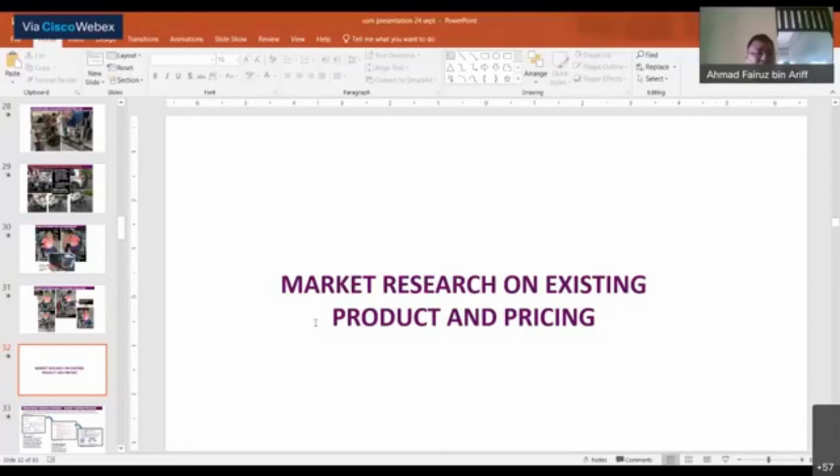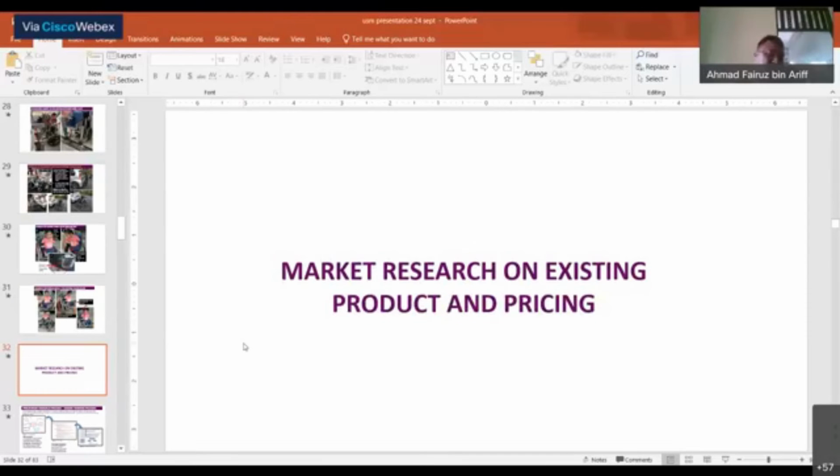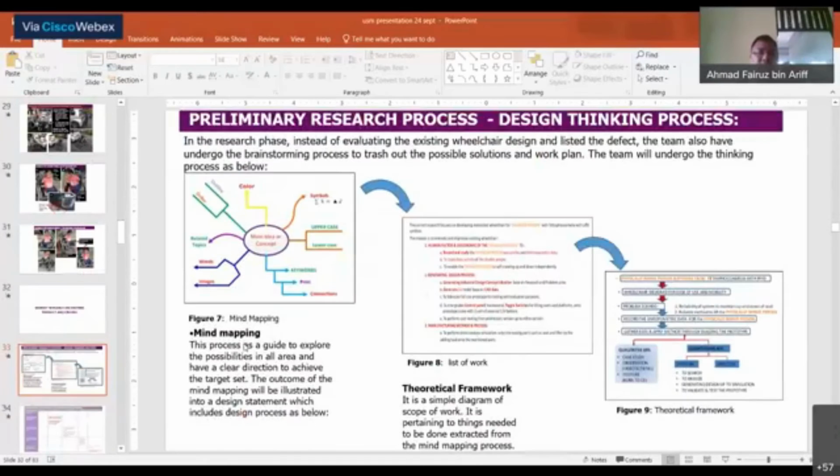So the next, we are done with the investigation of the existing wheelchair. Now we go to market research. For the preliminary research process, we are using the design thinking process. In this research phase, instead of evaluating the existing wheelchair design and listing the defects, the team also undertook a brainstorming process to thrash out possible solutions. The team will undergo thinking processes like mind mapping and a theoretical framework, and we go to the detailed tasks.